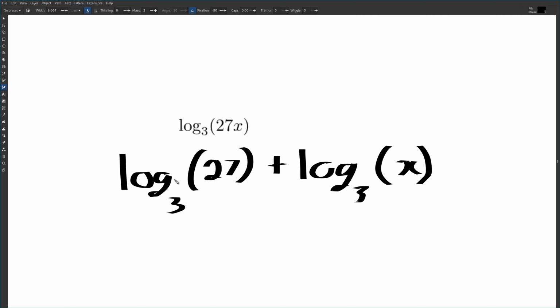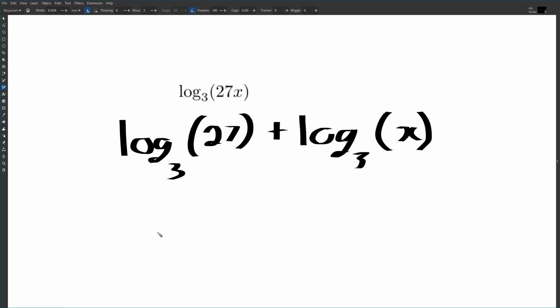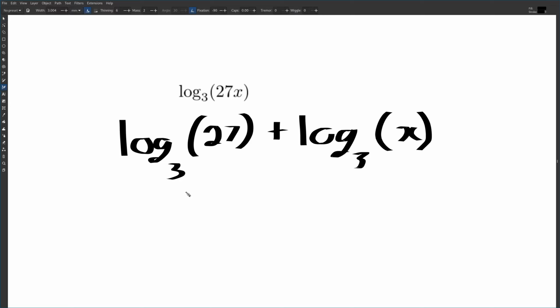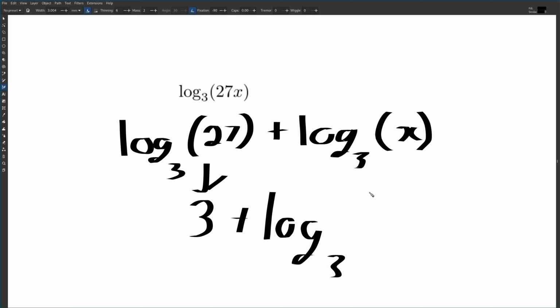And to simplify the left one, we're just going to ask, how long does it take for 3 to get to 27? And if you know your powers, you would know that 3 to the power of 3 is 27. So this on the left side just simplifies to 3, since 3 to the power of 3 is 27. And now we're going to add this right side, plus log base 3 of x. And we're done.